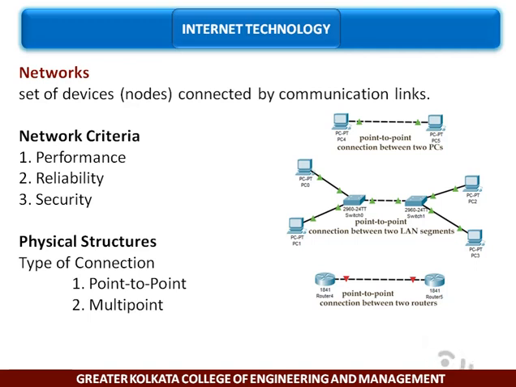For visualization purposes, it is simplest to imagine any link as a line drawn between two points. For communication to occur, two devices must be connected in some way to the same link at the same time. And there are two possible types of connection, point to point and multipoint.